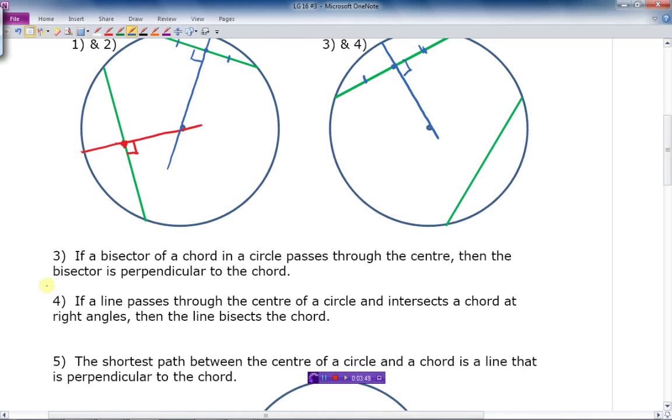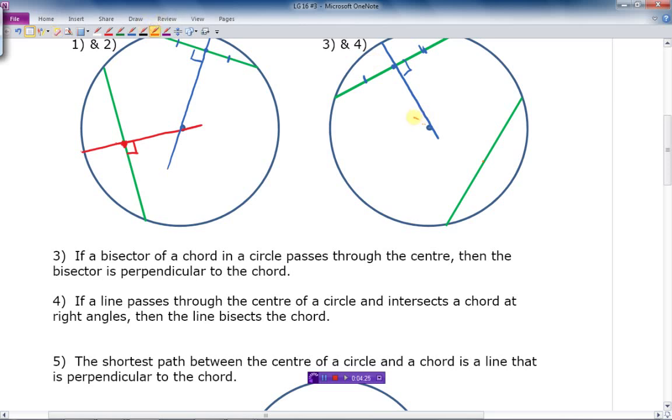And number 4 says if a line passes through the center of the circle and intersects the chord at 90 degrees, so if I do another one, I'm going to draw a line through the center of the circle. Okay, so it goes through the center of the circle. That's not a very good drawing. Let's just do that one more time. Okay, I'm going to draw through the center of the circle again.